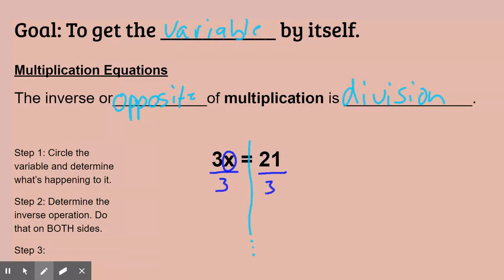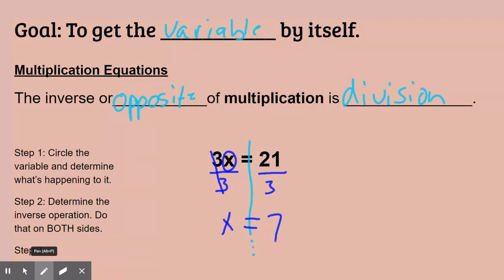Now, in the previous slides, we canceled things out by having a plus and a minus and it equal to 0. In this situation, our goal is to get the coefficient, which is the number in front of the variable, to 1. So 3 divided by 3 gives me 1. So I can cross these off, and I'm left with just x. There is a 1 located in front of the variable, but we don't write it. Equals 21 divided by 3 gives me 7.